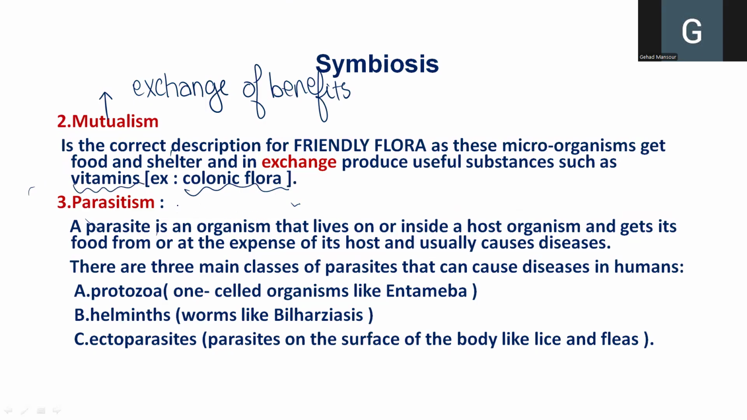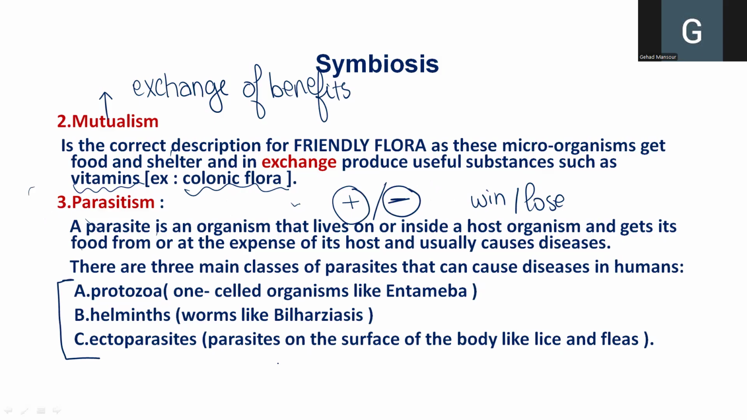In the third relationship, which is parasitism, one organism benefits and the other organism is harmed. So we have a gain-lose relationship or a win-lose relationship. We have three famous classes of parasitism. You can also say, of course, pathogenicity, but the term pathogenic is broader than these three classes.